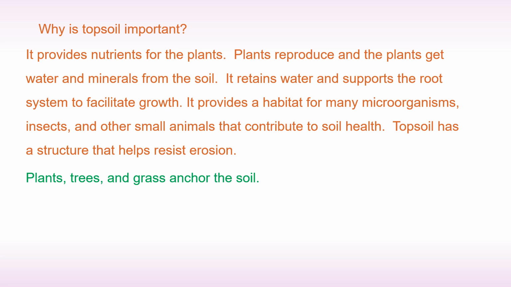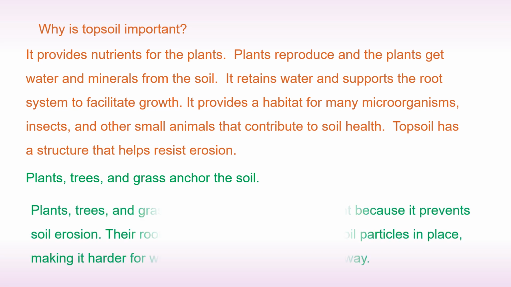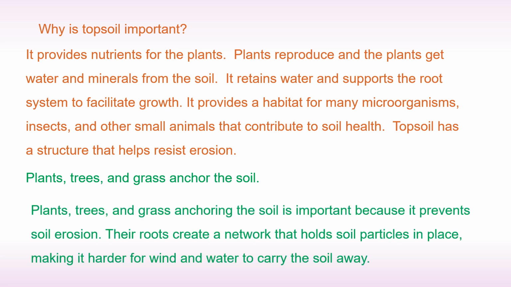You must learn it. Now, also you need to know that plants, trees, and grass basically anchor the soil. These roots in the plants, trees, and grass form an anchor, so it binds all the soil together. And this prevents soil erosion. When it rains, the soil won't get washed away. It will stay where it is, and it prevents mudslides.